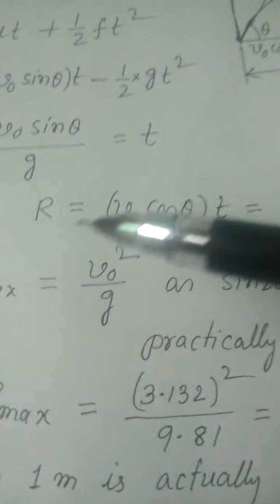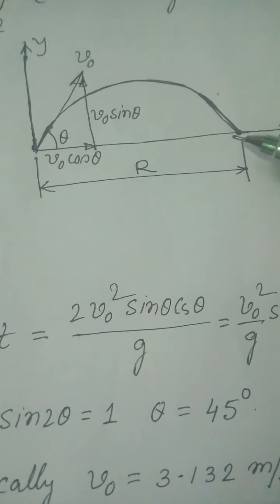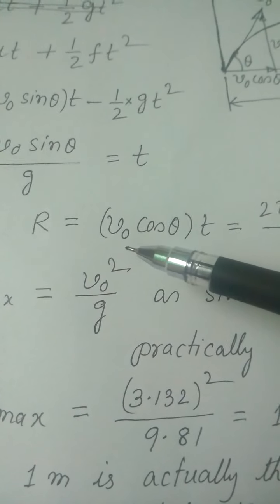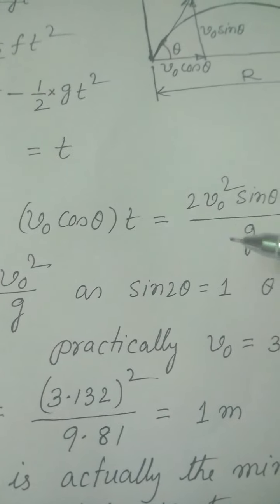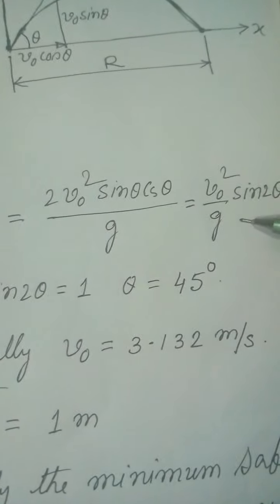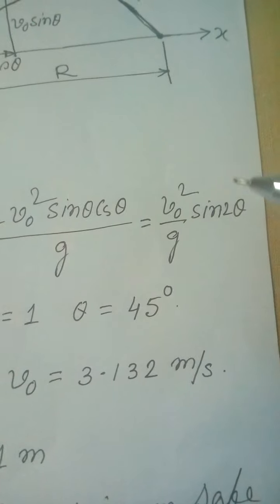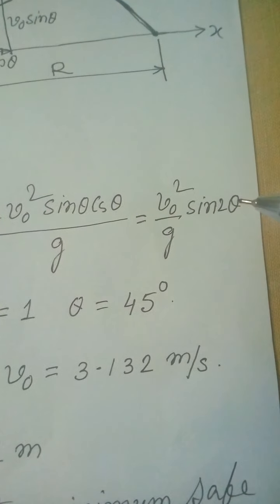So we have got t. Now what will be the range r? This is the initial velocity into time, here is t, so v naught cos theta into t. Okay, now we have put the value of t, so we got this one. So r is v naught square by g into sin 2 theta. Okay, now this is the range when the angle is theta.